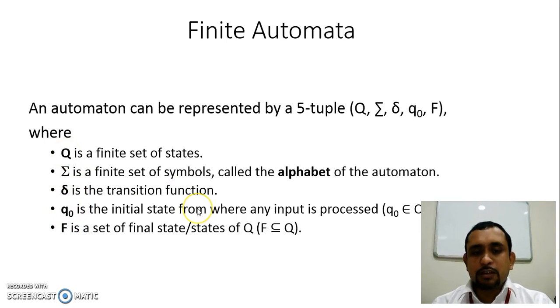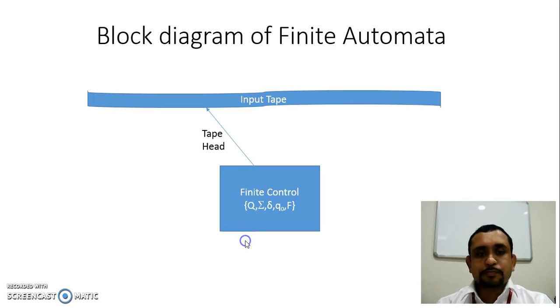Q0 is the initial state from where any input is processed. That means whenever we apply input to a finite automata, it's Q0 from where we start. Capital F is a finite set of final states for the finite automata. It is a subset of capital Q. F is called a subset of capital Q.